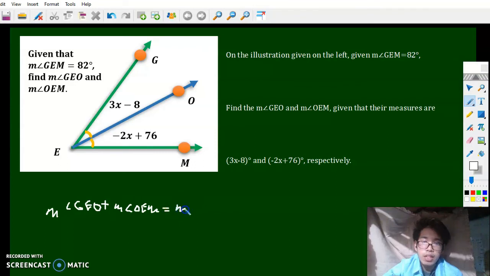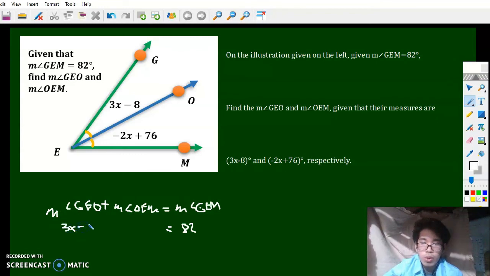That's simply 82 degrees. But we're just going to write the formula here so that it can be stated formally, and so that we can follow the specific procedures. So we have the measurement of angle GEM, that's 82 degrees, so we write 82 here. And then the measurement of angle GEO, that's 3x minus 8.